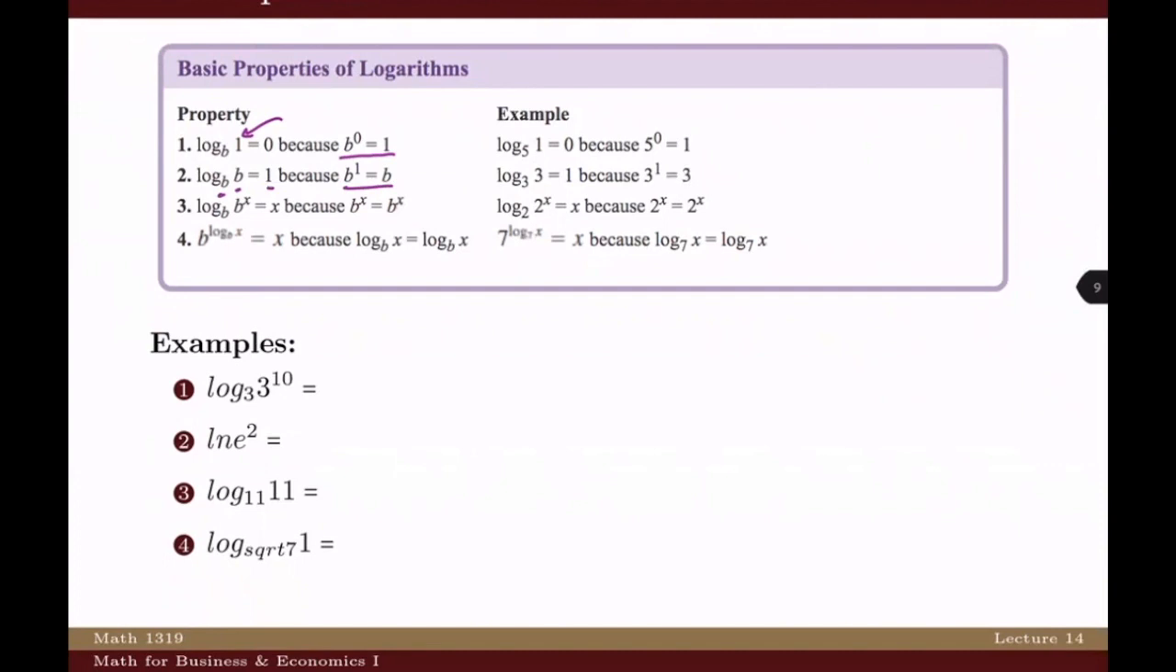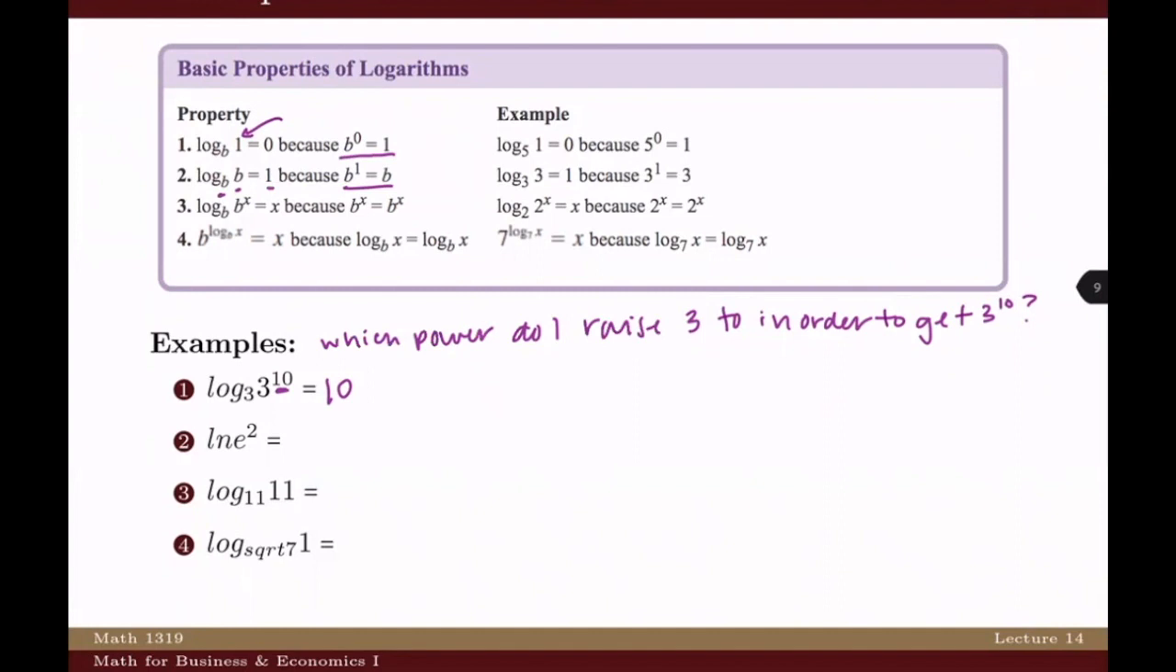So let's just kind of jump into the examples. Log base 3 of 3 to the 10th. So I want to know which power do I raise 3 to in order to get 3 to the 10. What exponent do I need? It sounds like a trick question. It is just the exponent that is sitting there. It's going to be 10.